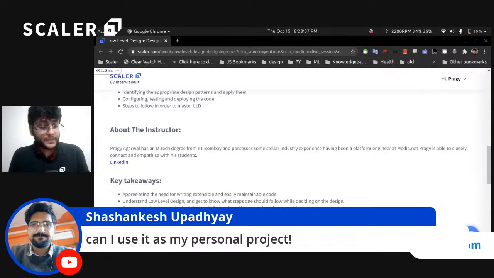Shashank is saying, can I use it as my personal project? So Shashank, feel free to code along with us during the masterclass. Whenever you have a personal project, it cannot just be a copy of what you have learned from the internet. Reading a blog post, viewing a YouTube tutorial, and coding it out does not constitute a personal project. So what I would recommend is you watch this video, you learn from it, and then you implement your own personal project, because that is where you will actually learn and grow.